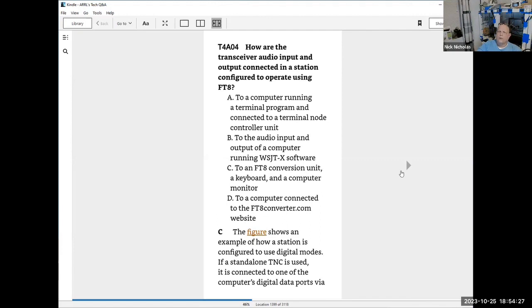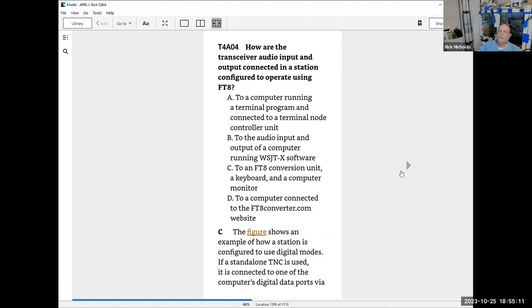How are transceiver audio inputs and outputs connected to it in a station configured to operate using FT8? FT8 uses the audio inputs and outputs of a radio through a conversion unit that hooks to a computer via a keyboard via a computer. So you hook the input and outputs to that conversion unit, the FT8 adapter, if you will. You plug the FT8 adapter in the computer, and the computer keyboard then will be able to be used to control FT8. Correct answer is C.